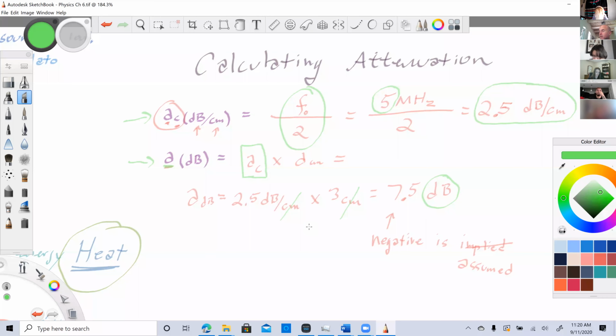One thing it's stressing here is that the attenuation coefficient does not change, whether it's 1 centimeter, 10 centimeters, or 15 centimeters. Once you find it, it's a constant throughout the body.